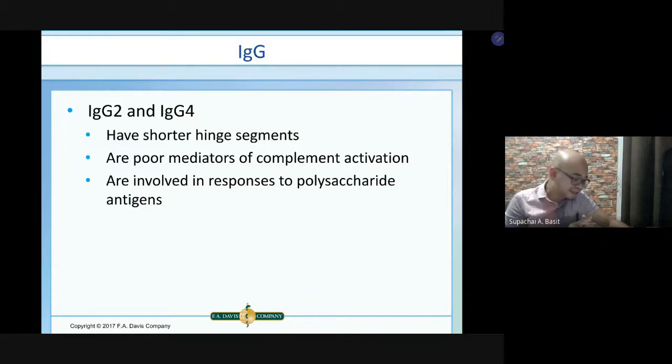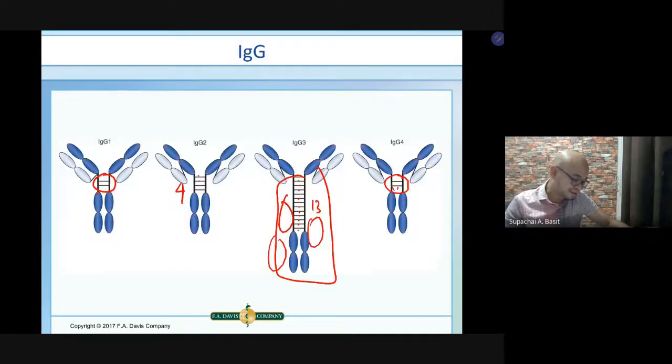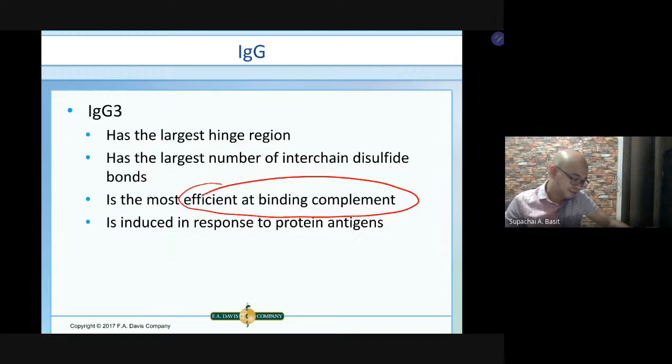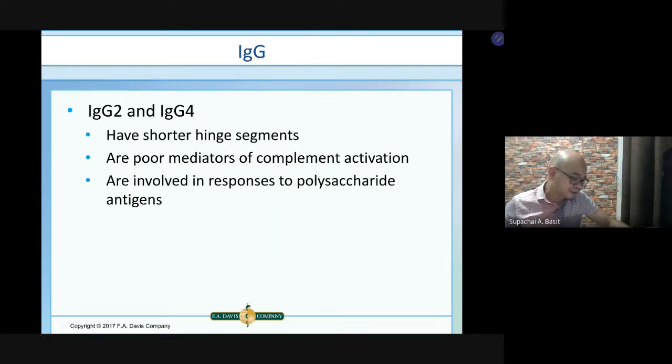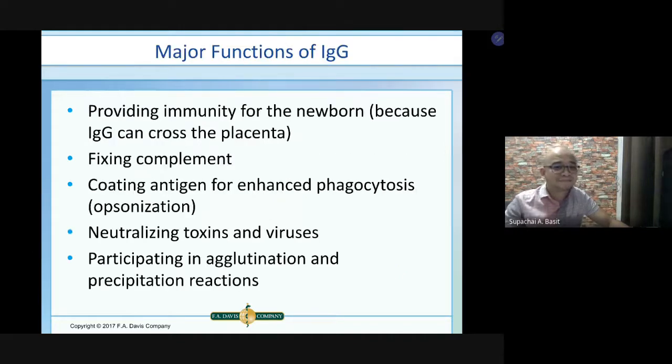Okay, IgG2 and IgG4 have shorter hinge segments, and they are poor mediators of complement activation, and they are involved in responses to polysaccharide antigens. Okay, so ano ba yung mga polysaccharide antigens? Majority of bacteria, especially with capsule. So they are good examples of polysaccharide antigen.